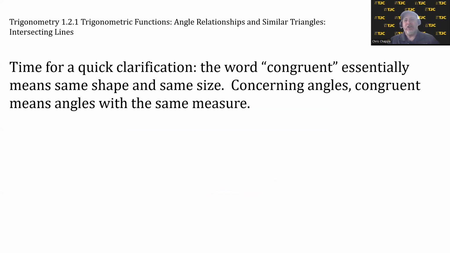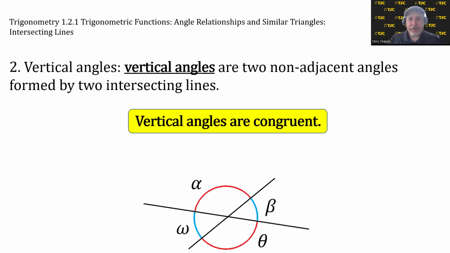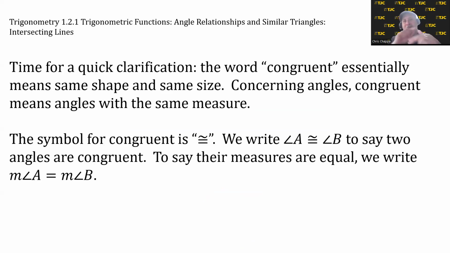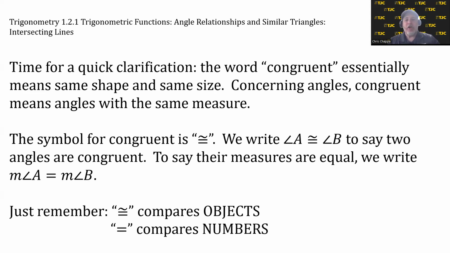Now for a quick clarification, the word congruent, which I used here, essentially means the same shape and same size. And concerning angles, congruent means angles with the same measure. The symbol for congruent is an equal sign with a wavy line over it. We write angle A is congruent to angle B to say that the two angles are congruent. To say that their measures are equal, we would put the M in front of it and say the measure of angle A is equal to the measure of angle B. Just remember, congruent compares objects, equal compares numbers.